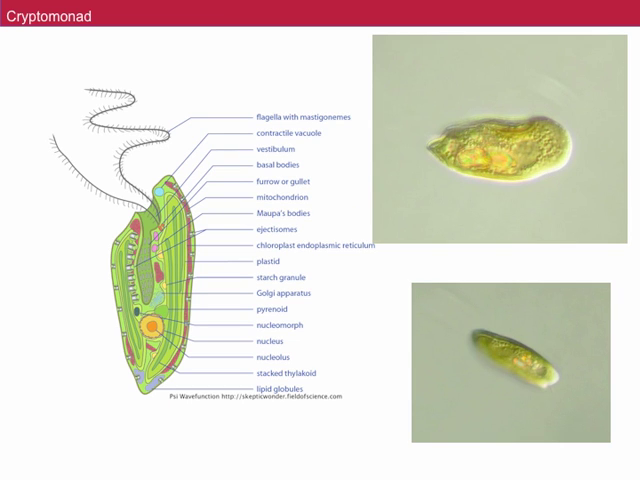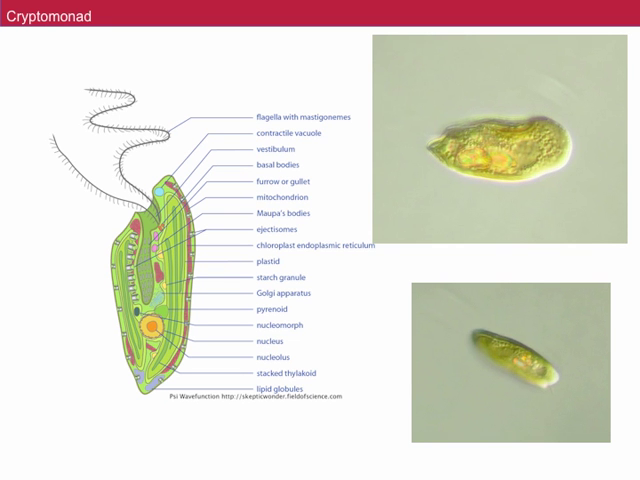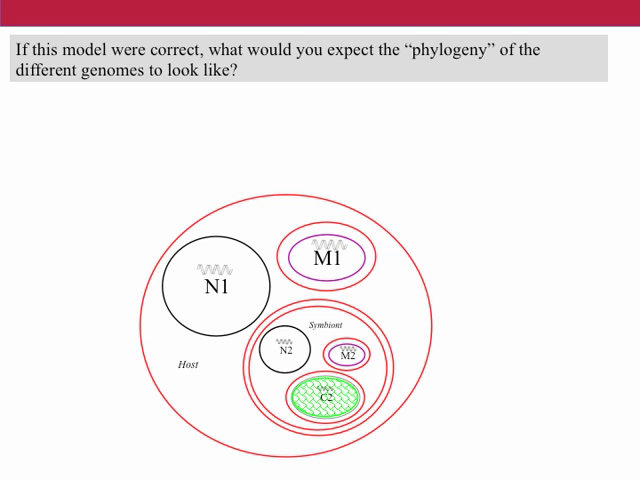So here's a diagram of one of them. This is a cryptomonad. And if you look at this diagram of these cells here, you can see here is what's called the nucleomorph. That's the nucleus of the symbiont that was brought inside. Here's the regular nucleus, the host's nucleus. Here's some membrane around a chloroplast. And the nucleomorph is usually inside a membrane-bound compartment with the chloroplast, as you would expect if this model is correct. Completely wild things out there when you actually look in microscopy at some of these photosynthetic eukaryotes.